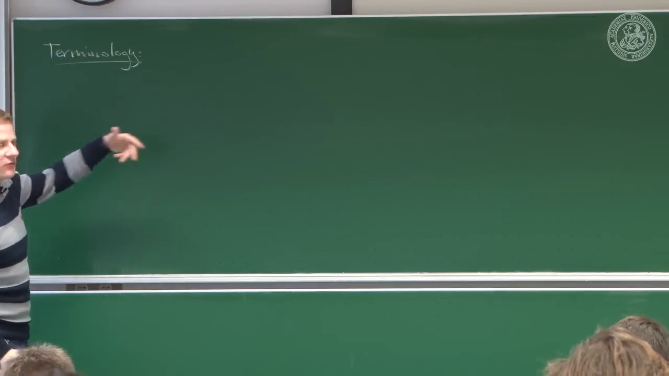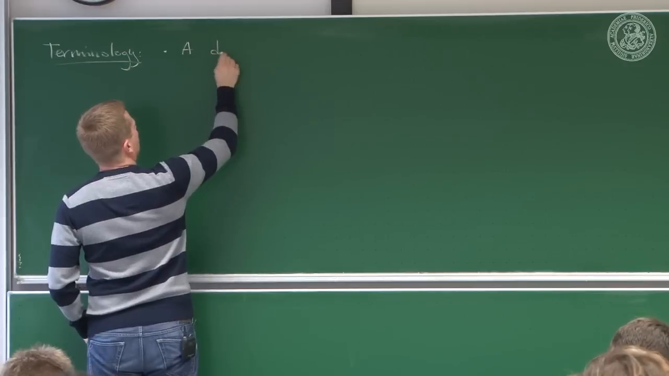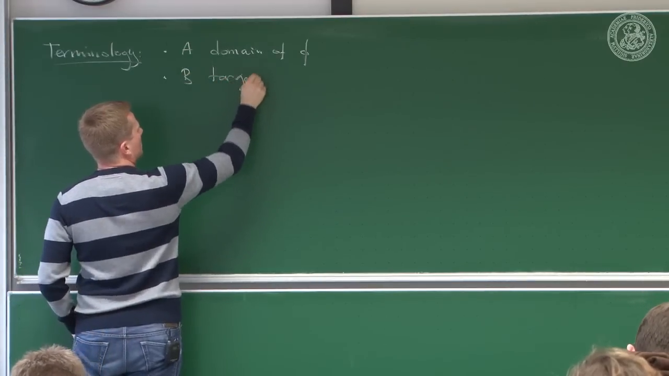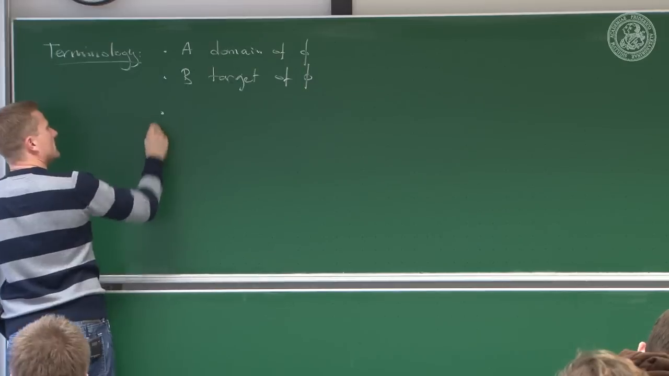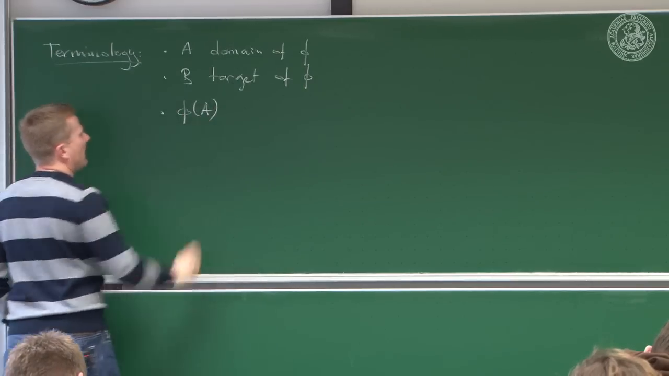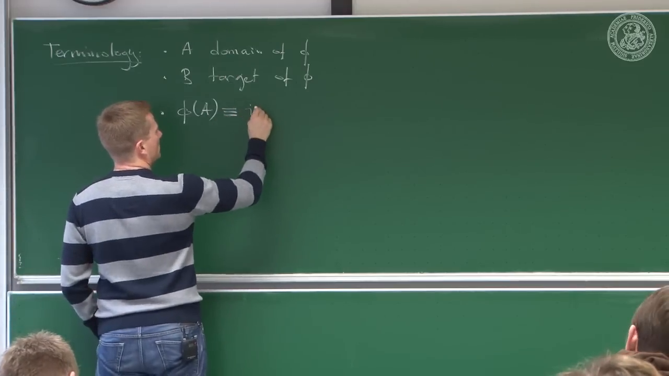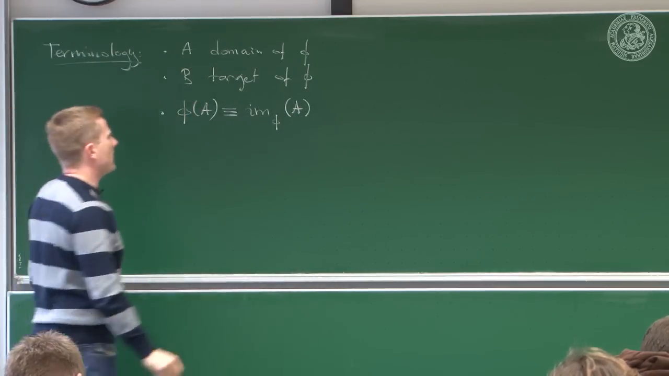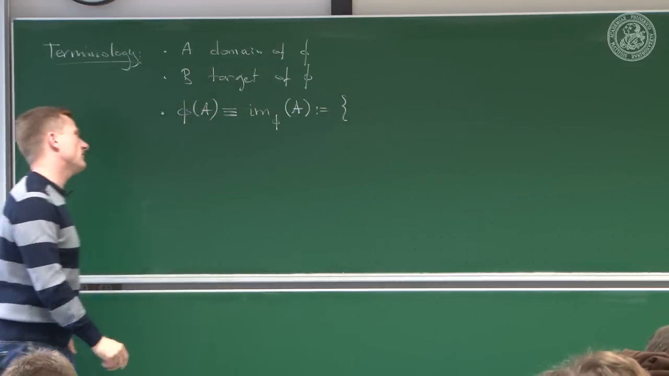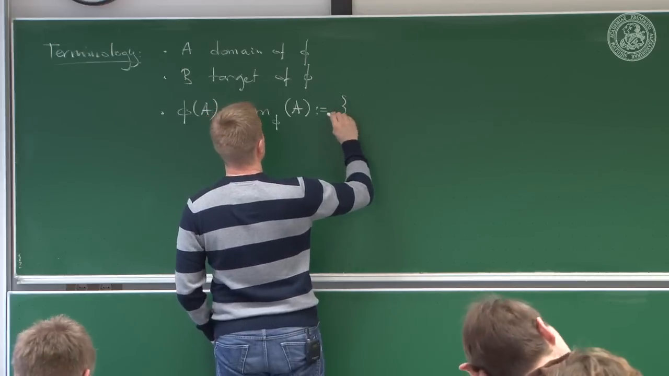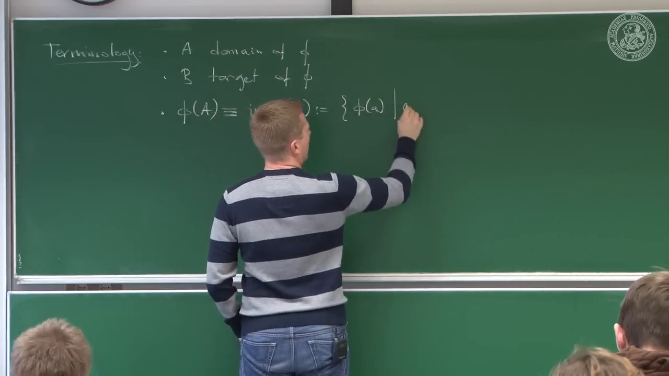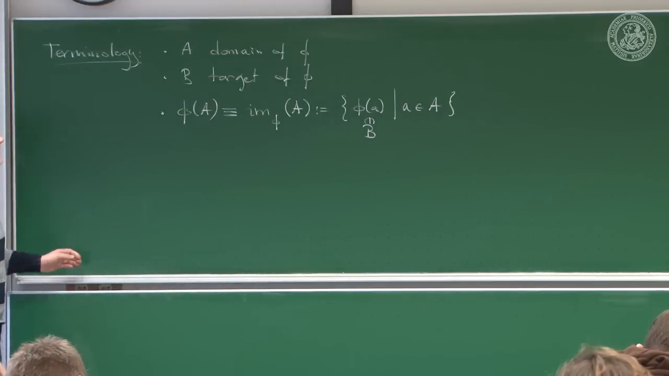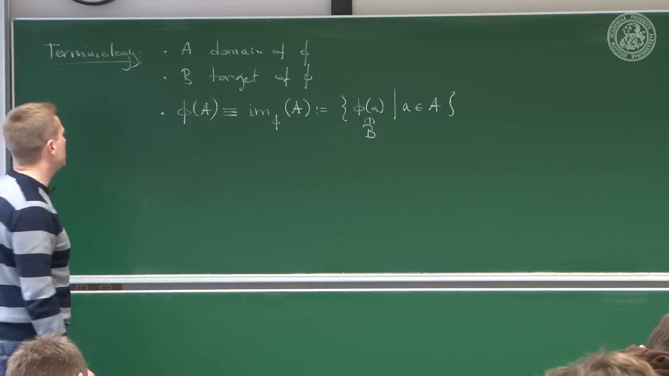So if you have a map phi from A to B, then A is called the domain of the map. B is called the target of the map. Then there is an object that we write down as phi of A, or sometimes the image of the set A under the map phi, and it is nothing but the set defined by restricted comprehension: the set of all phi of a, where a comes from A. And of course we know that this must lie in B by definition, so it's really restricted comprehension. We can define it like this.